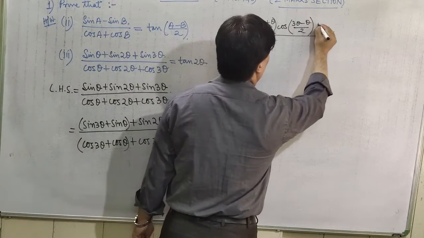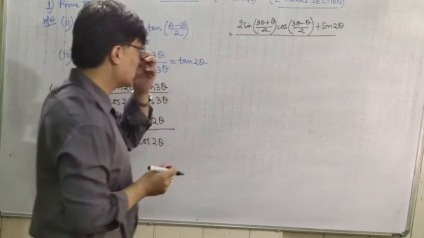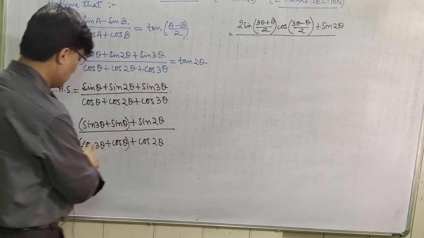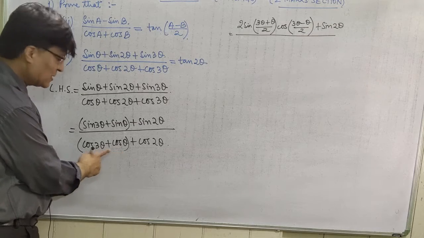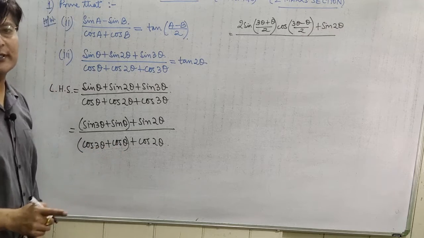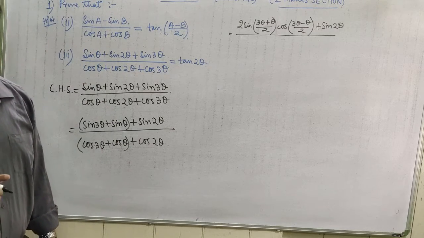Don't use the formula for sine 2 theta. You can keep the term as it is, right? So similarly, what is cos C plus cos D? You know that 3 theta is taken as C and theta is taken as D. What is cos C plus cos D? 2 cos of C plus D by 2 into cos of C minus D by 2.